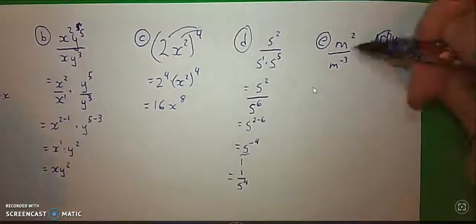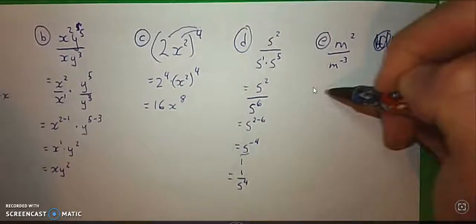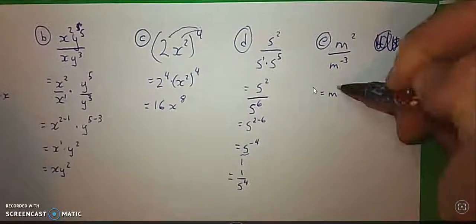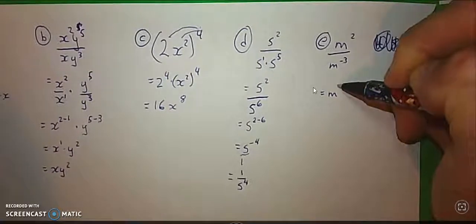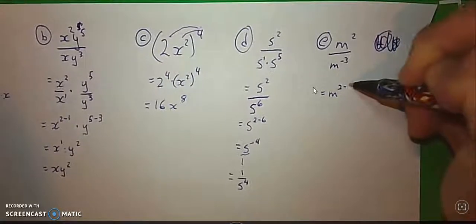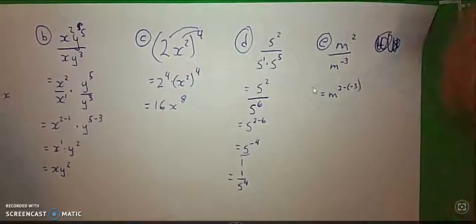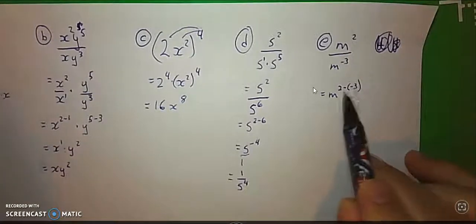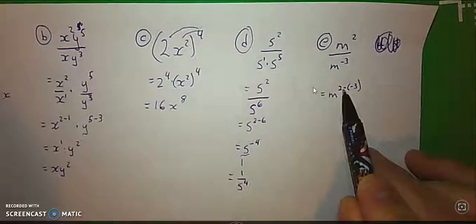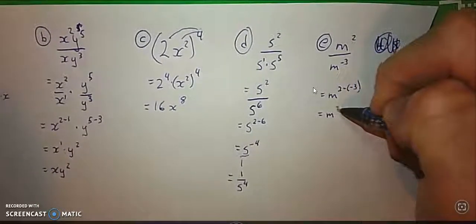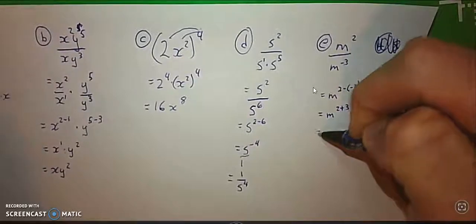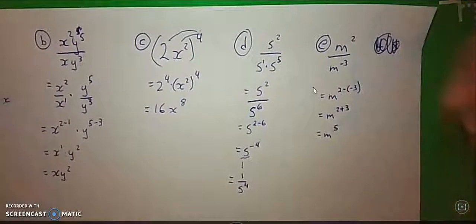For part E, we are going to be subtracting still because it's m and m, so we just leave the base alone, m, and we're going to subtract the exponents. Now we have to be very careful with this negative in the denominator. We have to subtract the negative 3. If you remember from your adding and subtracting integers laws, minus minus makes a plus. So this is m to the power of 2 plus 3, which is m to the power of 5.